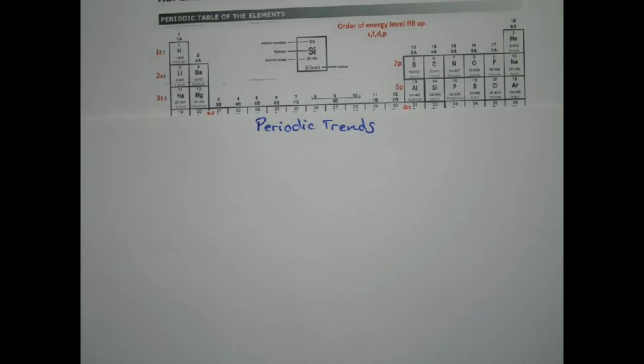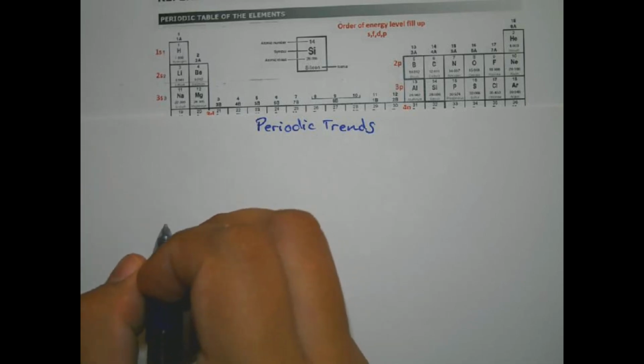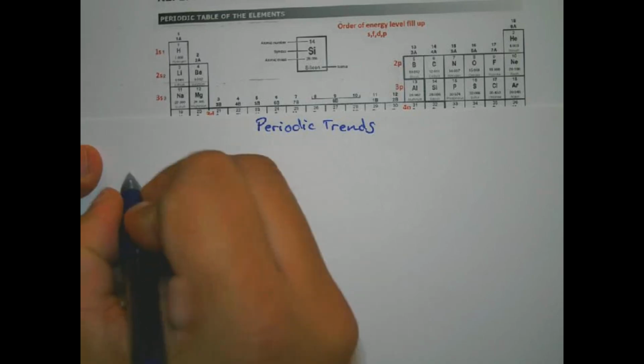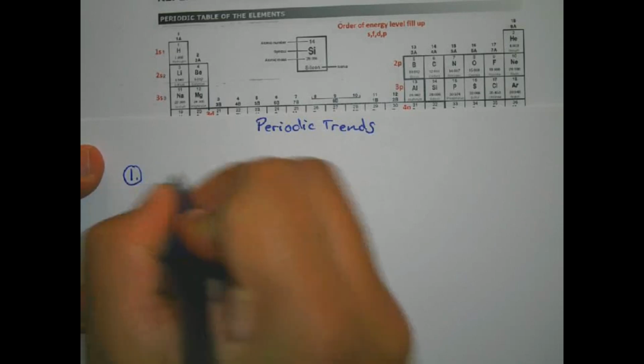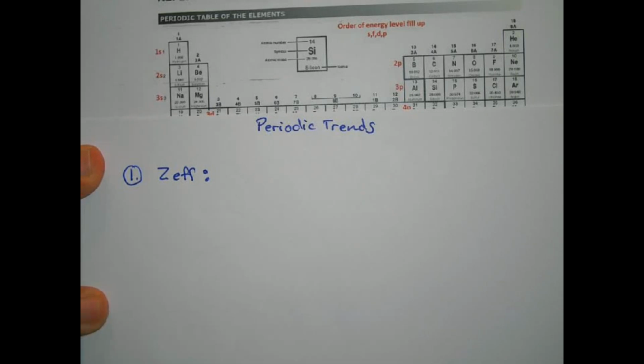Now, when we're looking at periodic trends, there are 2 things that determine them. If you analyze these 2 things, you should be able to get the trend for any trend they ever give you, even outside of those 4. The first thing we're going to talk about is the Zeff.